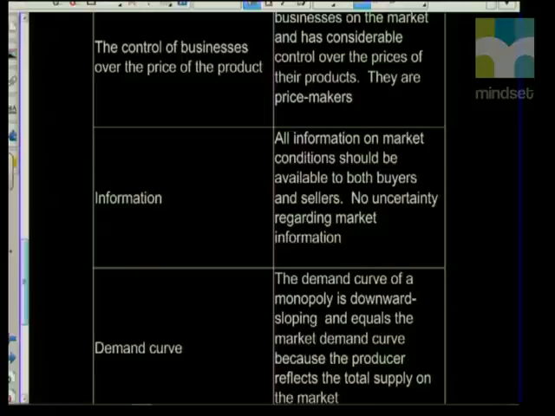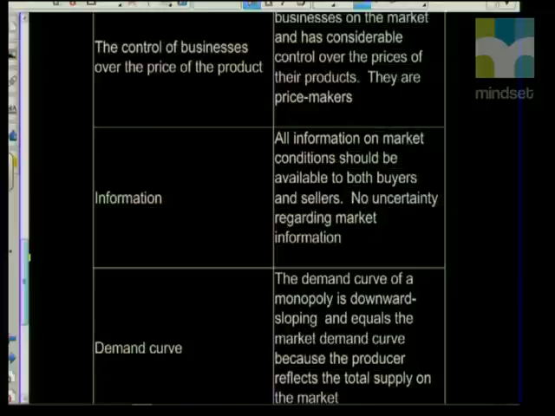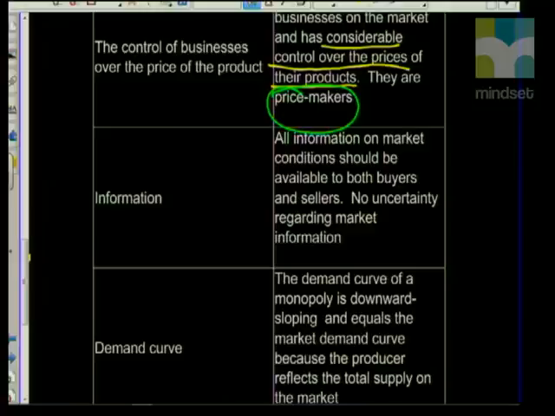As this business is the only supplier, or the monopolist is the only supplier of the product, he has complete control over the prices. So considerable control over the prices of their products, and as we mentioned earlier, they are price makers.